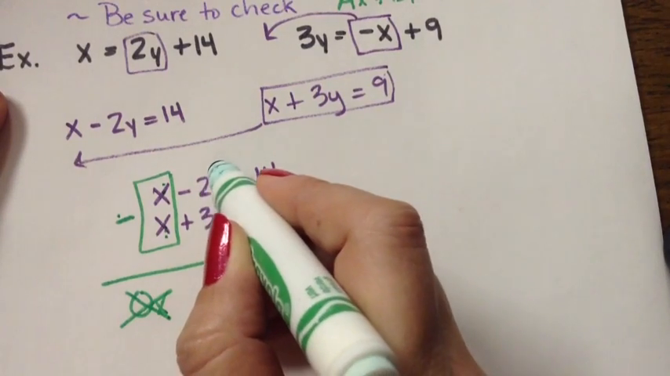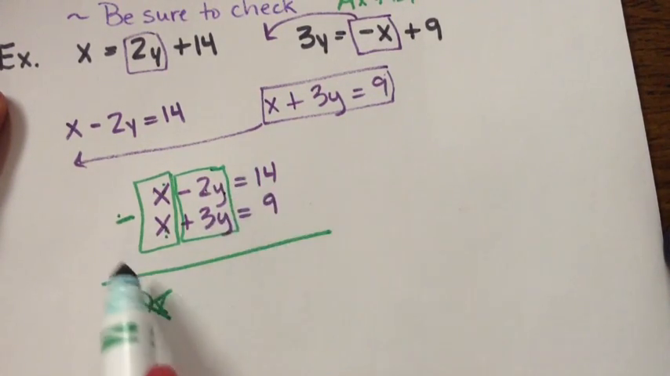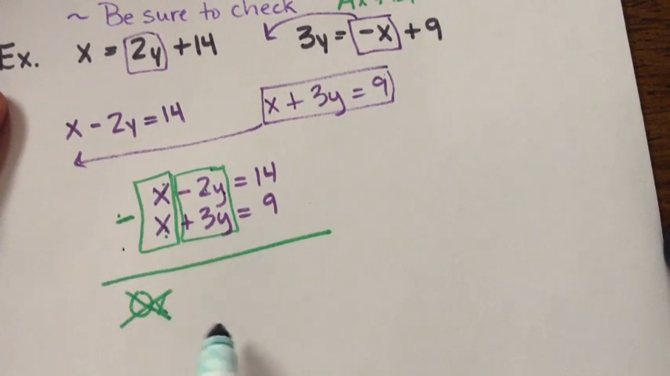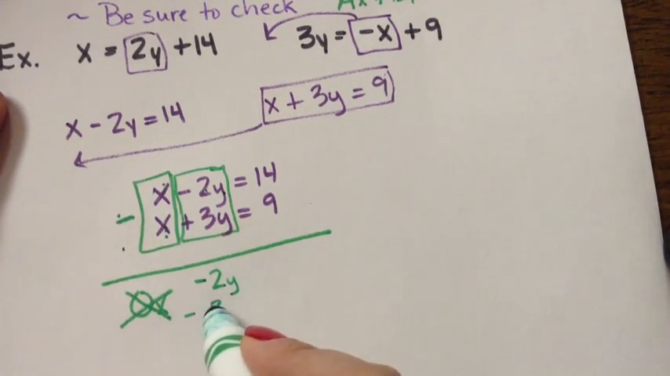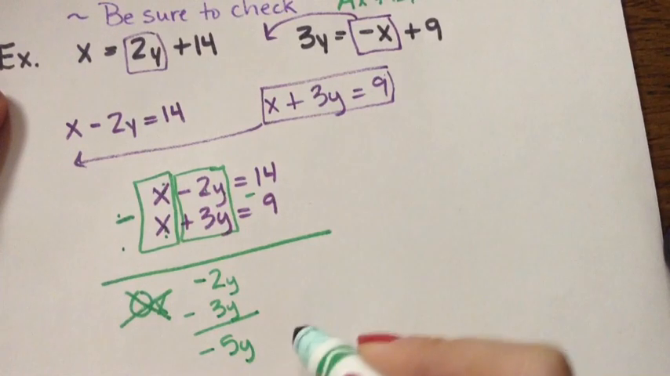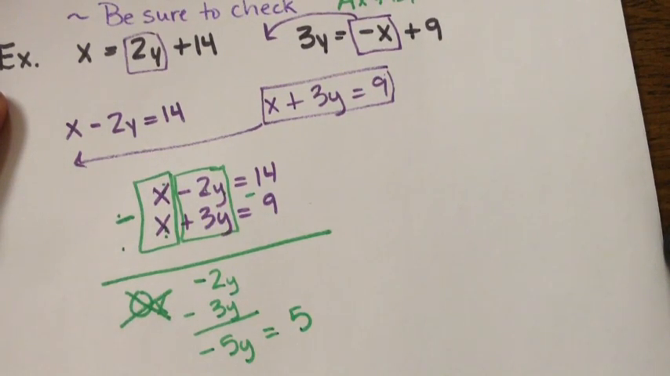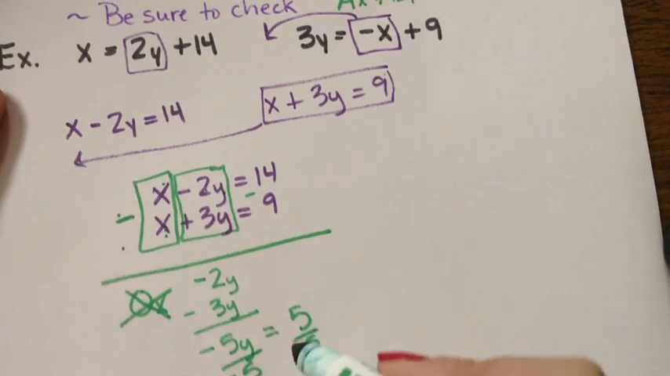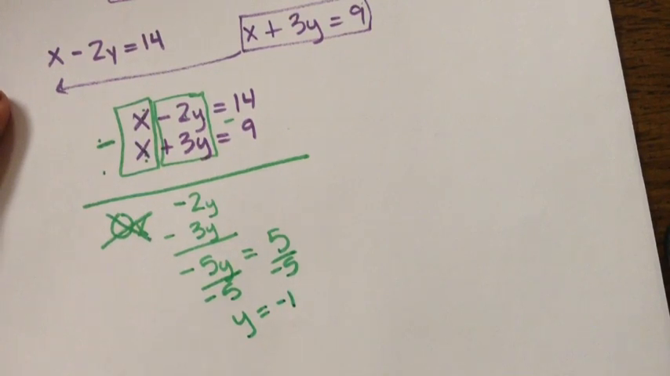Now I have to focus on this piece. I have a negative 2y minus 3y. Negative 2y minus 3y equals a negative 5y. And I have 14 minus 9, and that equals 5. Just divide both sides by a negative 5. And I see that y equals a negative 1.